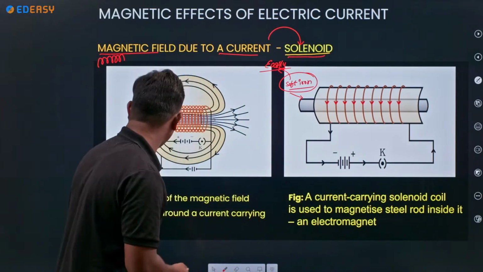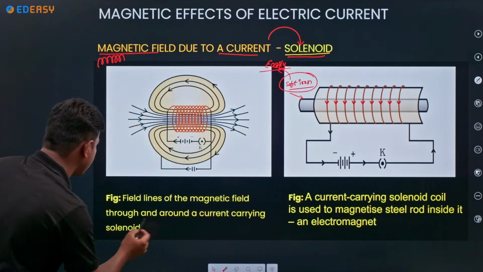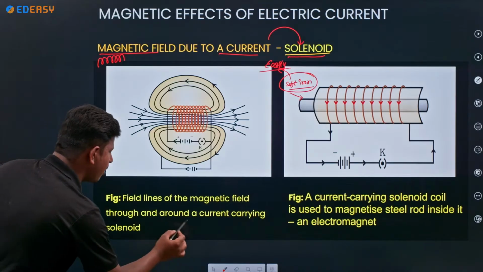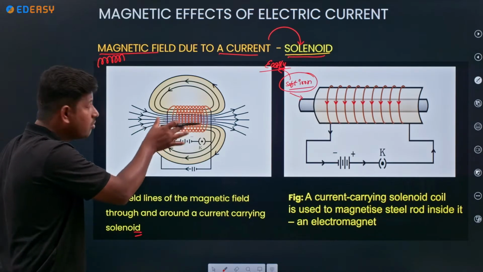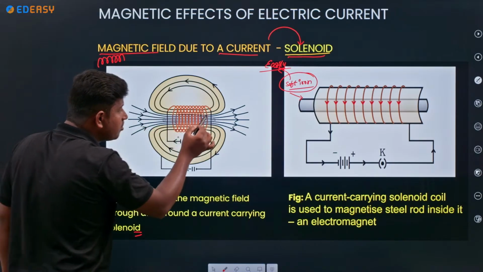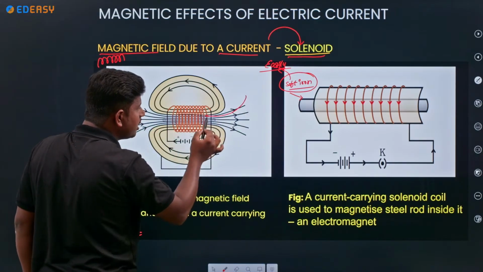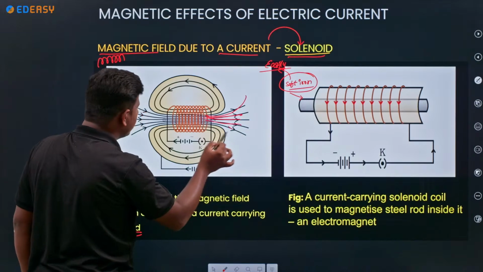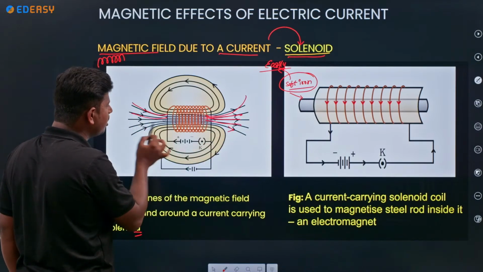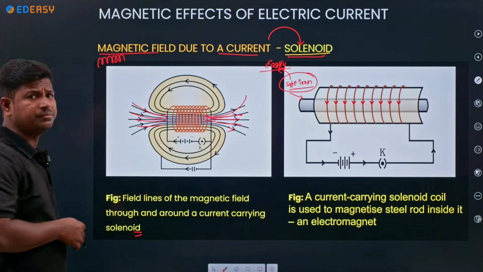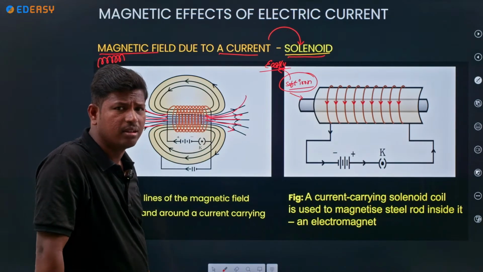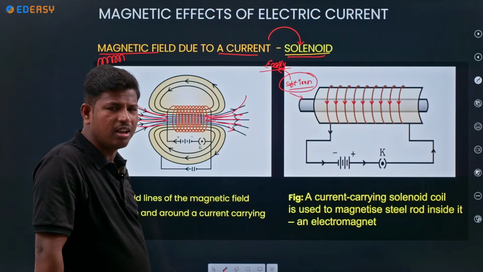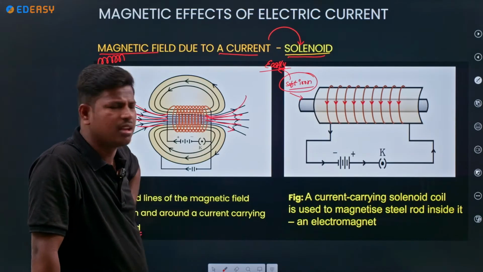Okay. See here, the magnetic field lines around a current carrying solenoid. See how the field lines will be. From this one they go away, right? Away. And here it is entering. Have you seen the same diagram? Remember? Think of it. Just take 2 seconds.